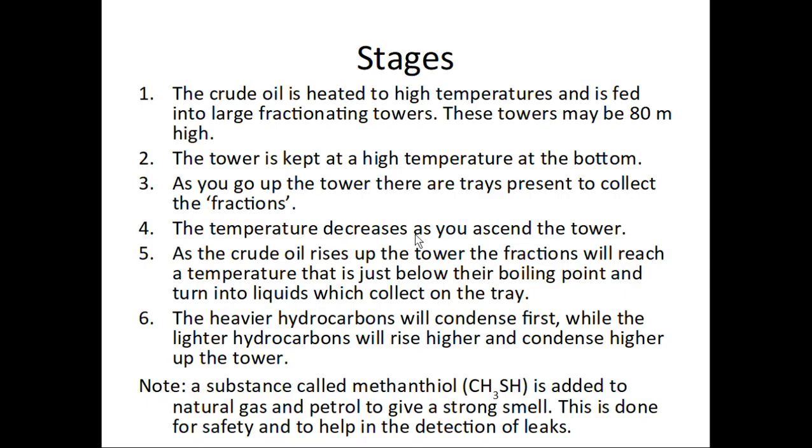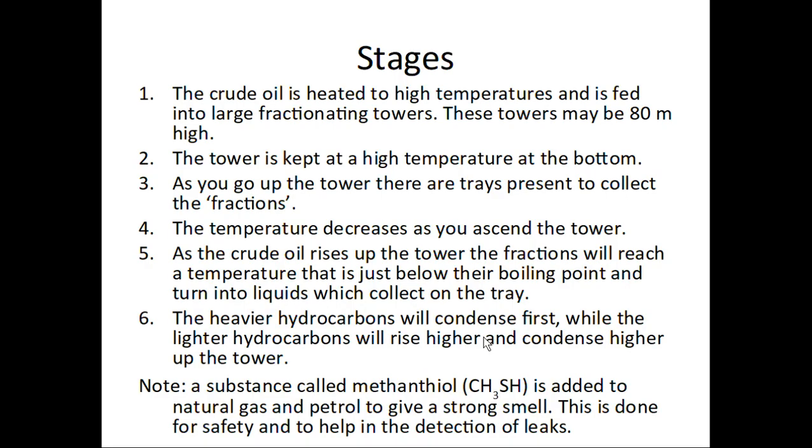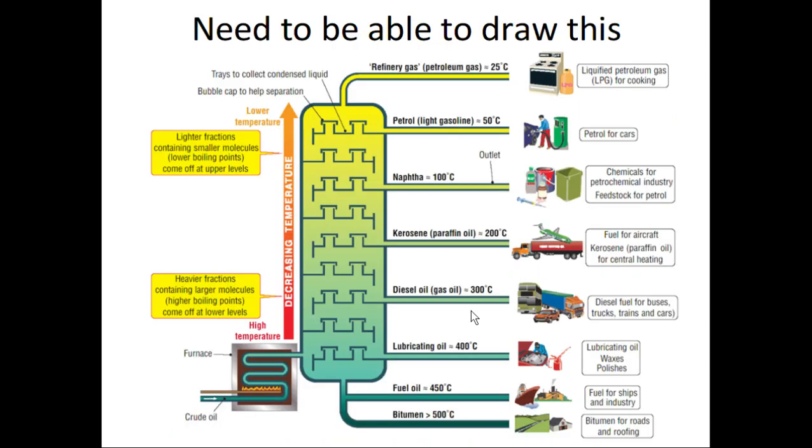And step four, the temperature decreases as you ascend, as you go up the tower. So that's very important here. You have your higher temperature at the bottom, lower temperatures up at the top. You don't need to know these exact temperatures that are written on here. They're just for guidance at the moment. As the crude oil rises up the tower, the fractions will reach a temperature that is just below their boiling point, and it turns into a liquid, which is what's collected in the tray.